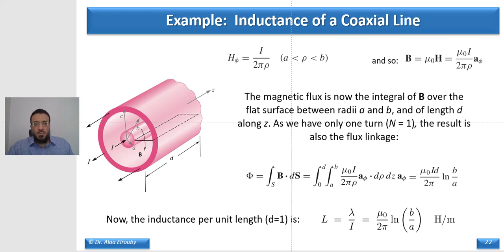And of course, because it's a very long, or infinitely long, coaxial cable, the inductance that we are getting is the inductance per unit meter. So just divide this linkage by the length. We will come up with the inductance per unit meter.